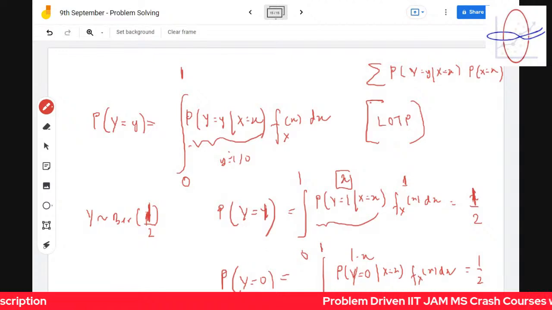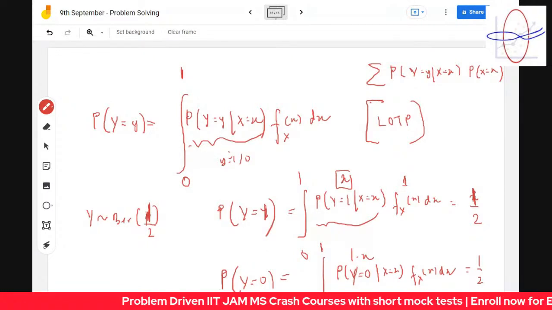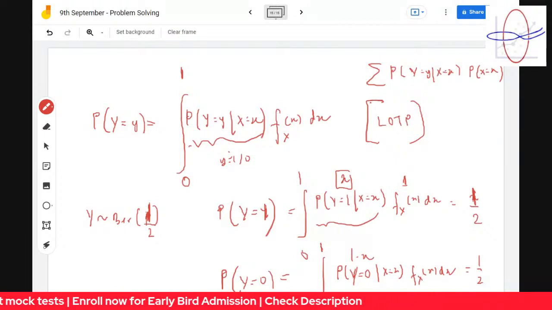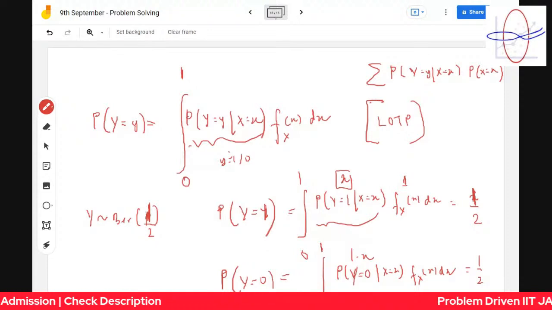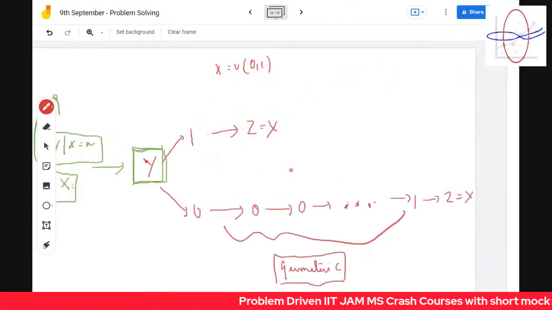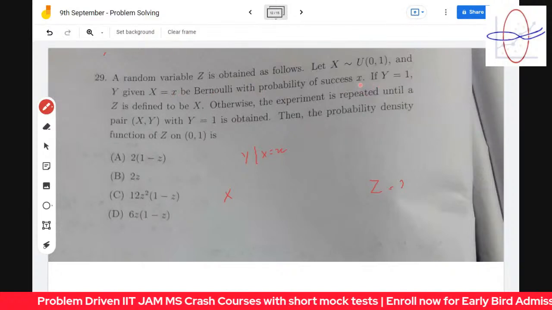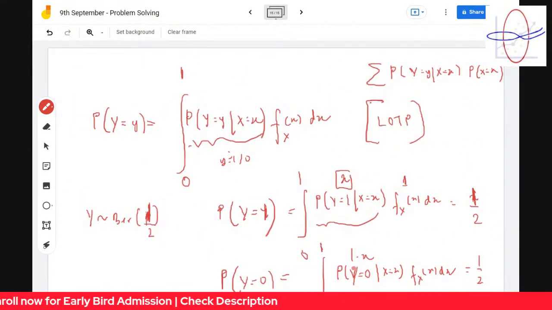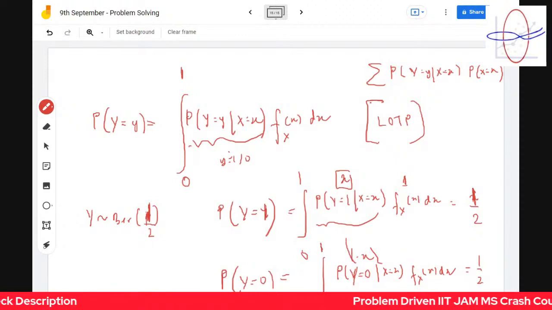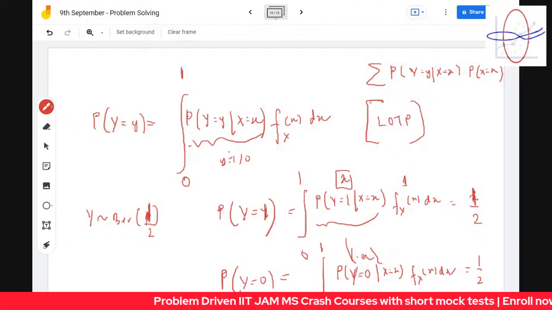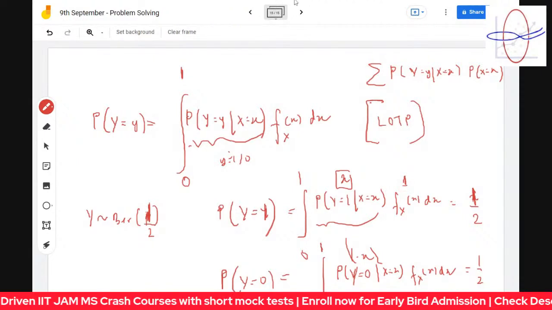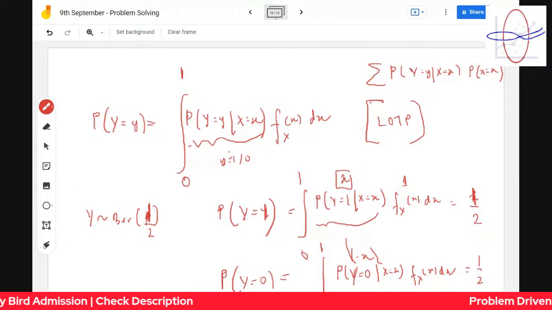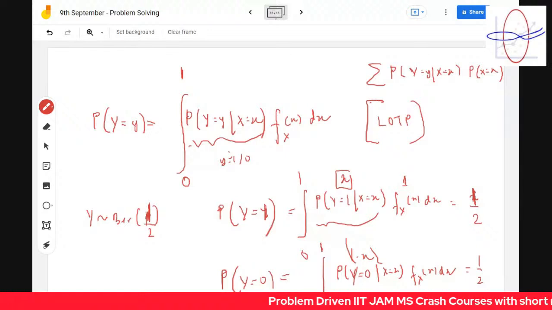All of you understood till this point of time, guys? Did you understand this? It's a very important step. Did you understand, guys? Sir, again the Y equals 0 case. Yes. See, given X equal to x, Y is equal to 1 with probability x. Therefore Y is equal to 0 with probability 1 minus x, right? So I put 1 minus x over here, and f of x is 1 because X is a uniform random variable on 0 comma 1. Therefore the integration of 1 minus x will be half. You can check that.